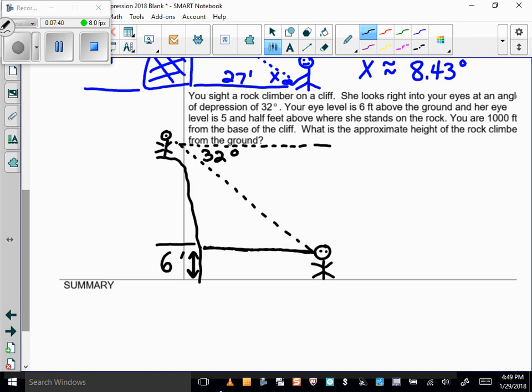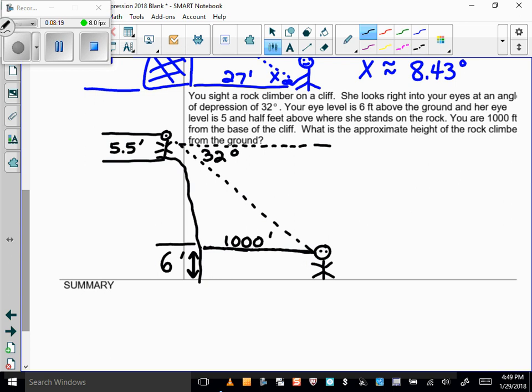Okay, let's see, her eye level is 5.5 feet above where she stands on the rock. So basically, from the top of the rock, I'm going to put 5.5, even though I don't like these decimals, but that's what I'm going to do just in the interest of time here. And for Matthew Brenningmeyer. Okay, 5.5 feet, 5.5 feet. So let's see, you are 1,000 feet from the base of the cliff. So this part of our triangle is going to be 1,000 feet. What is the approximate height of the rock climber from the ground?